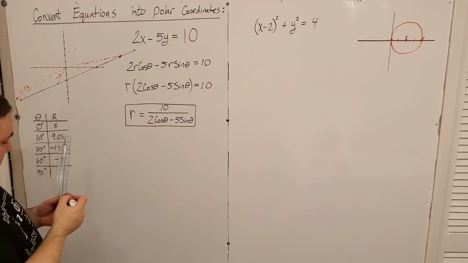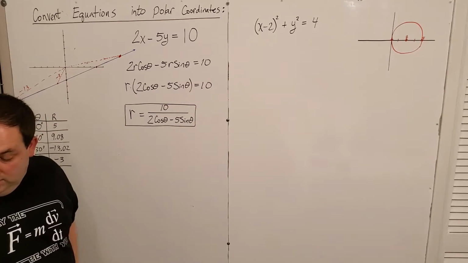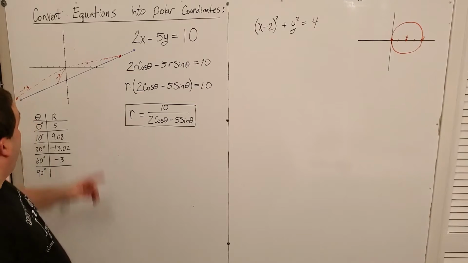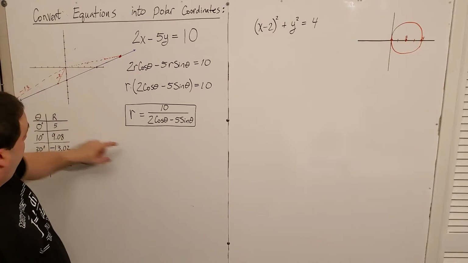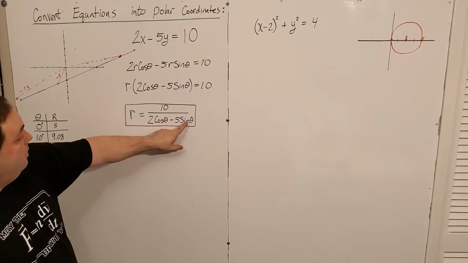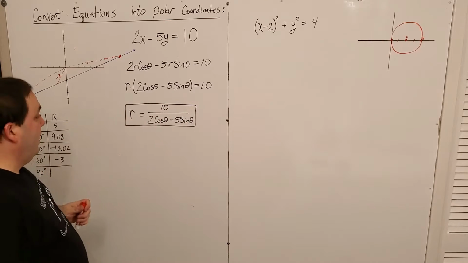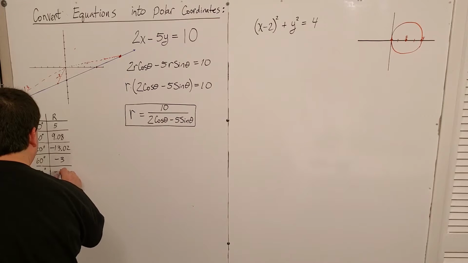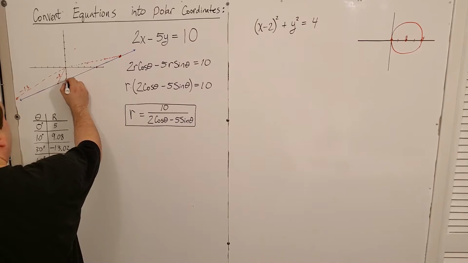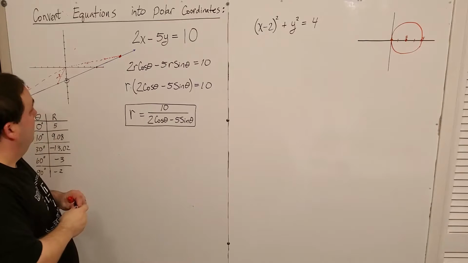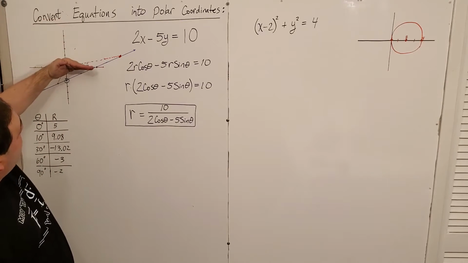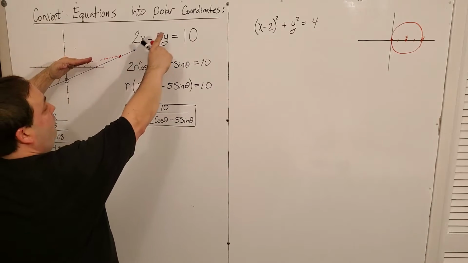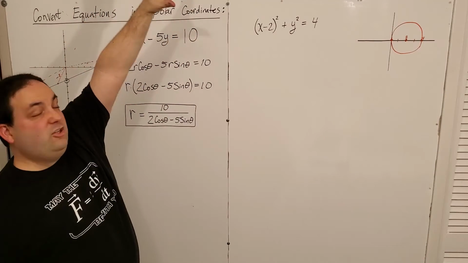-3. Okay, so you can probably guess what's going to happen at the 90-degree one, right? If you plug in 90 degrees, cosine is 0, sine is 1, I get 10 over -5. At 90 degrees, I'm getting -2, which is this point right here, right? So this is what happened, right? As the thing was rotating, the point went further and further out until it actually reached infinity.